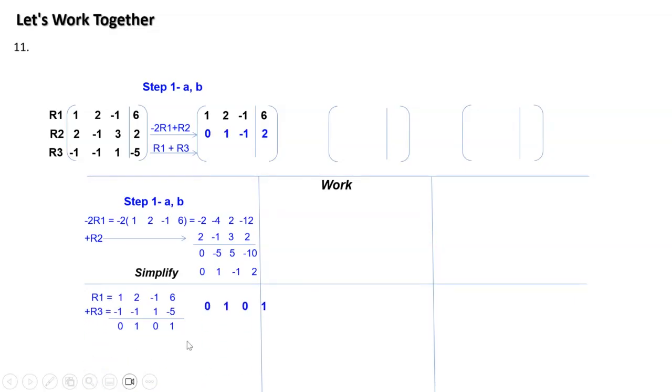It will give us 0, 1, 0, 1. Okay. So we're done with part 1. Now comes part 2 in green. So for part 2, we're gonna keep row 2.